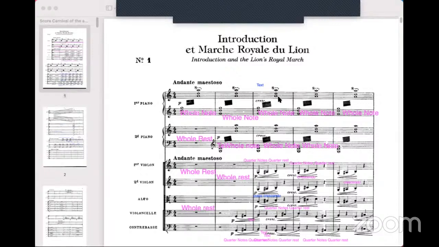So I'm going to repeat the Carnival of the Animals. The previous video, the sound did not work. So this assignment is to write down all the rhythm notes, but also we're going to talk about the dynamic and the tempo here.